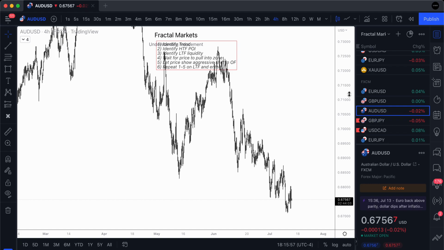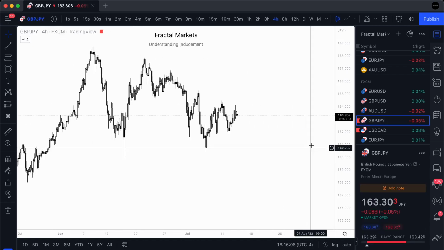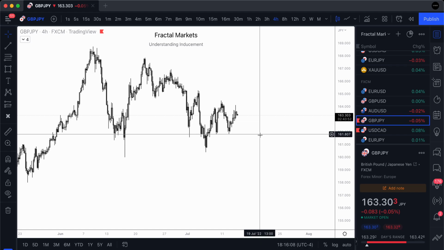AU, similar. Not even going to get into it. These aren't really areas that I'm particularly looking to trade personally. Same thing here.